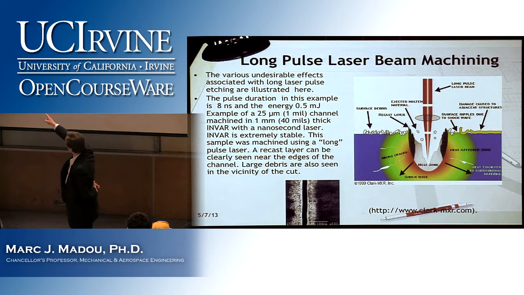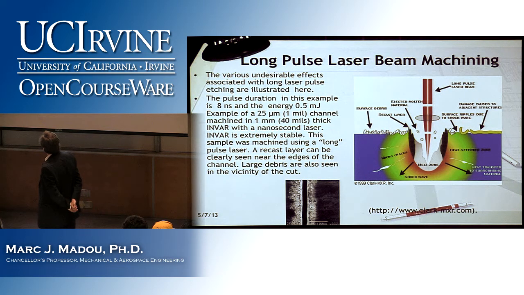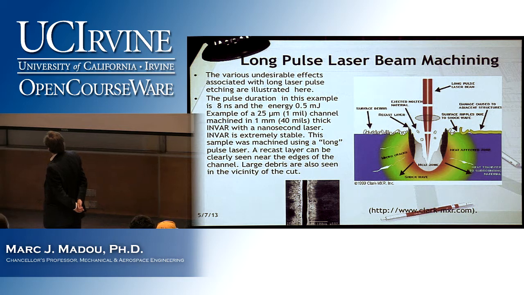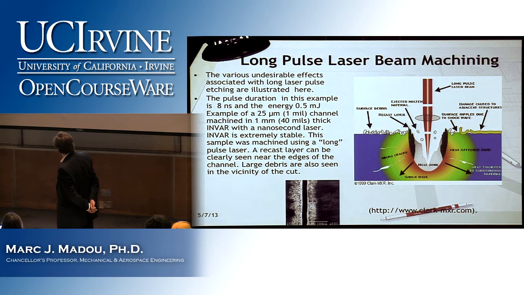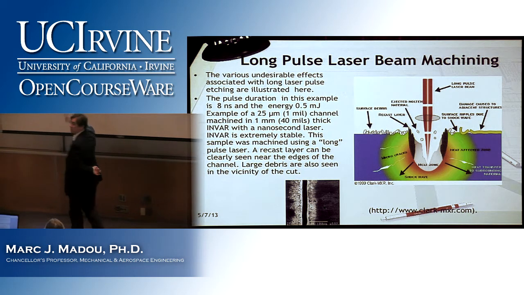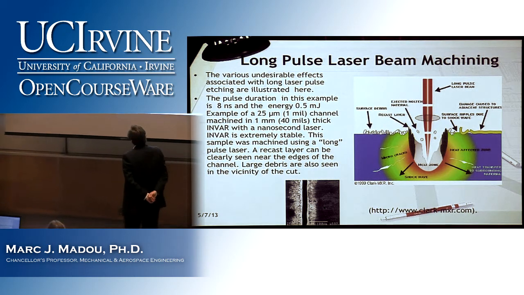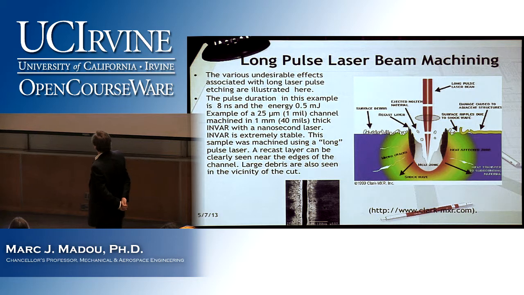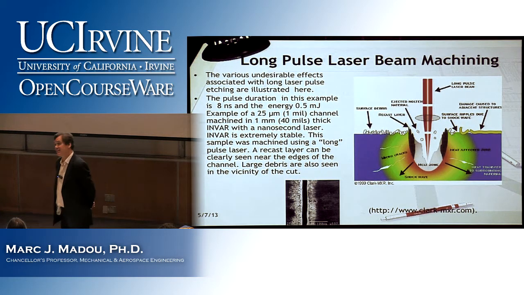Pulse length, as we said, is 8 nanoseconds. Energy is 0.5 millijoule. The example is a 1 mil wide carve, 1 mil being 25 microns, machined in a 40 mil thick INVAR with a nanosecond laser. That's a good laser, but it's a traditional one.